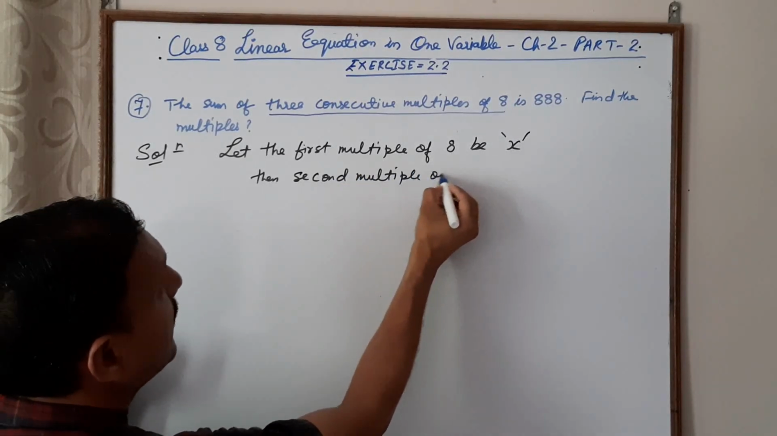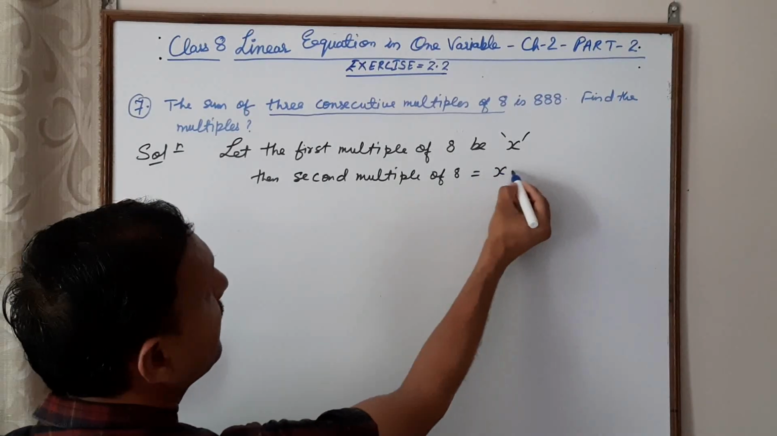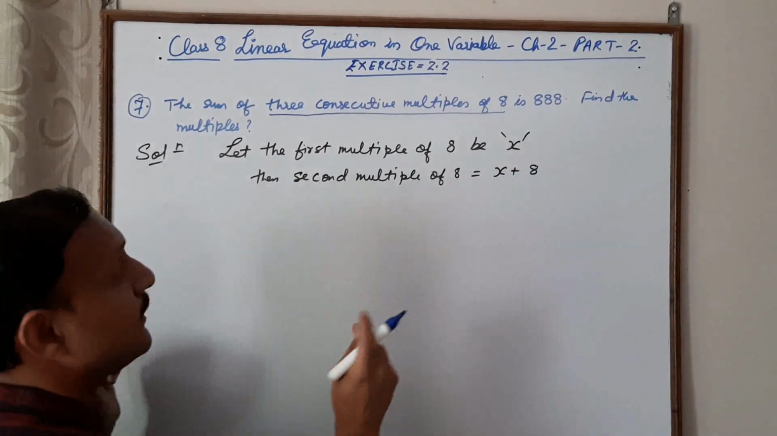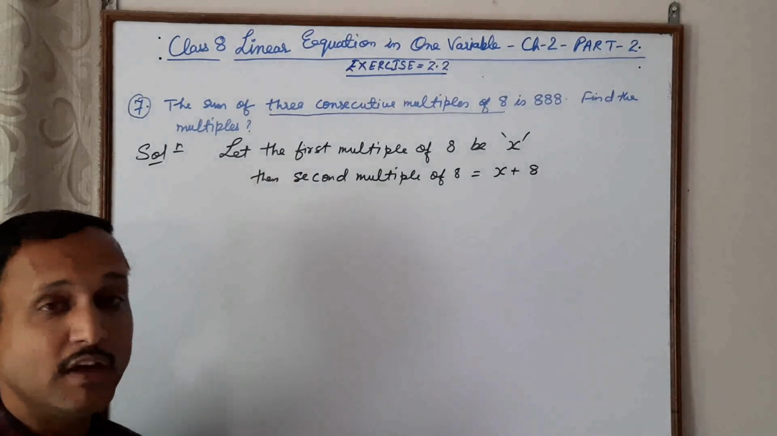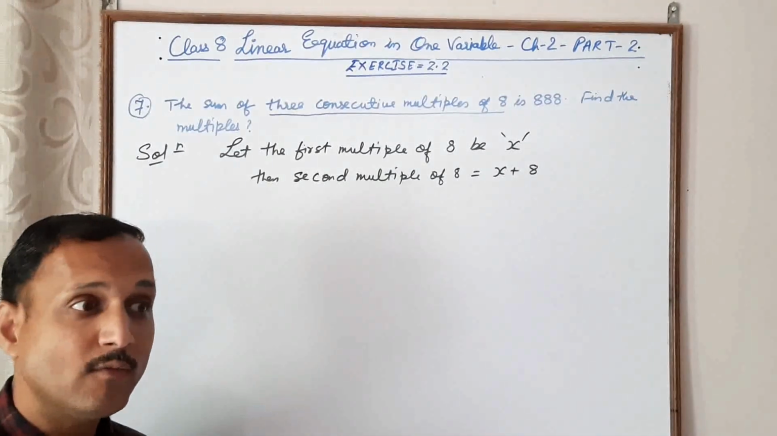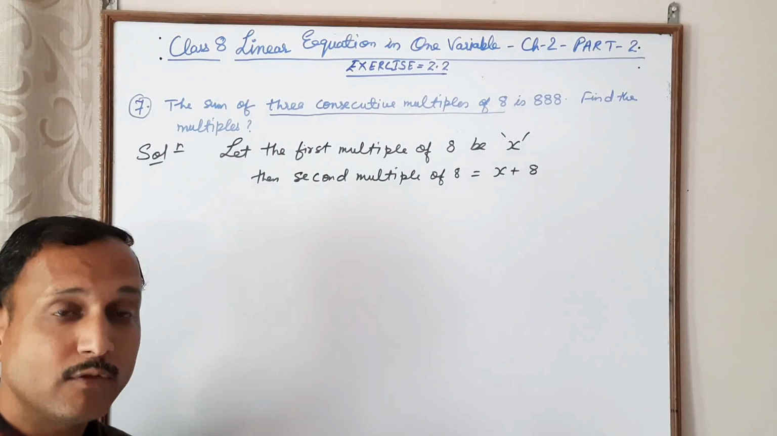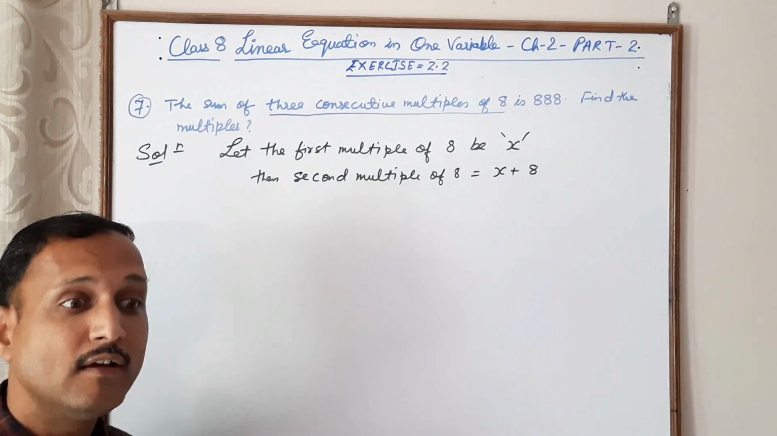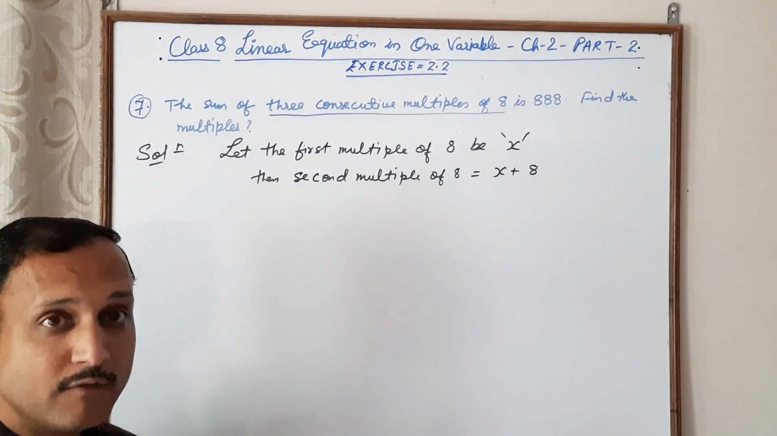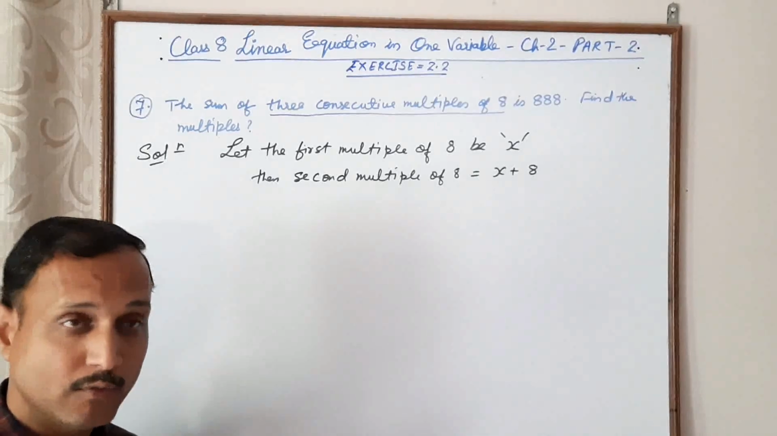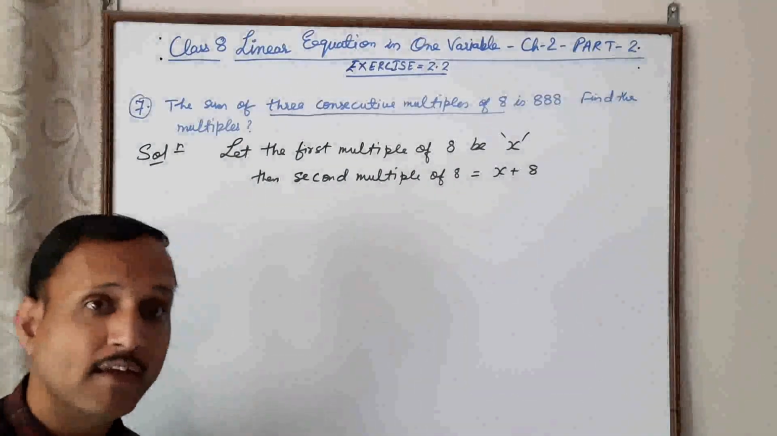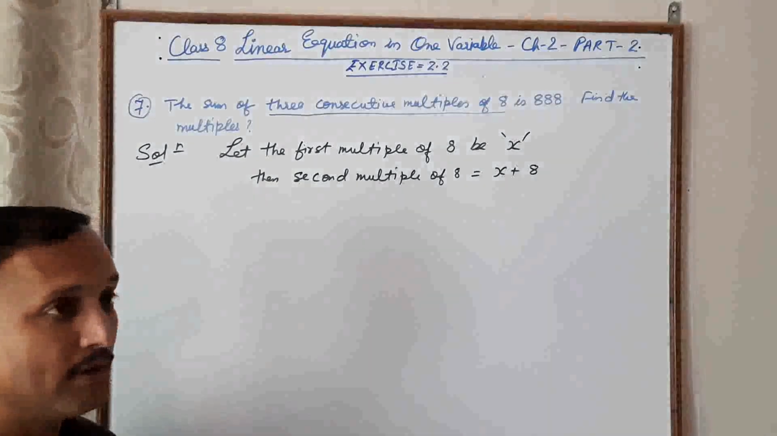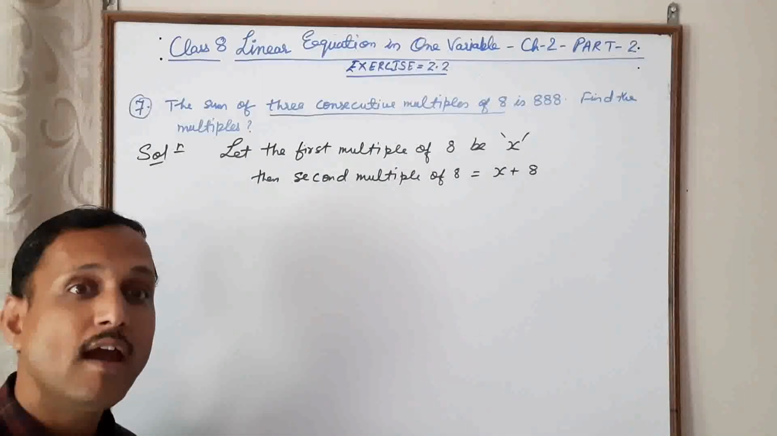The second multiple is x plus 8, because it comes just after the first multiple. Suppose 16, then after 16 what comes in the table of 8? That is 24, and after 24, 32. So like this we have to do. If the first multiple is assumed as x, then the second one will be x plus 8, and the third one will be x plus 8 plus 8.